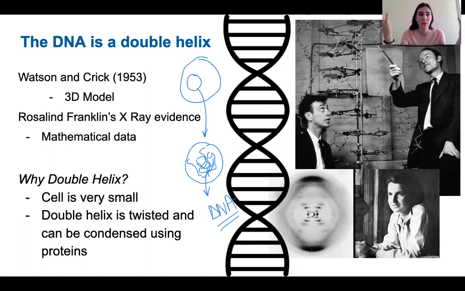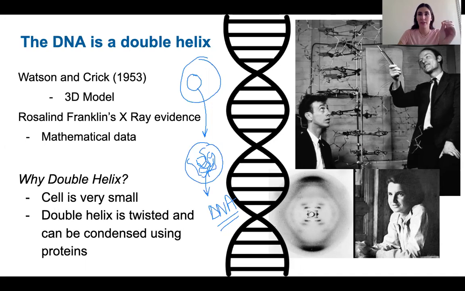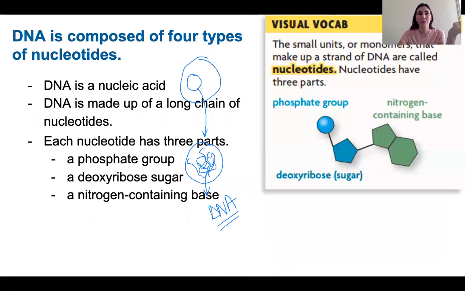So the fact that it's a double helix allows it to twist on itself, wrap around certain proteins, condense, and become tiny enough to fit inside the microscopic nucleus. So that is the significance of it being a double helix shape. It allows it to fit inside something as tiny as a cell.